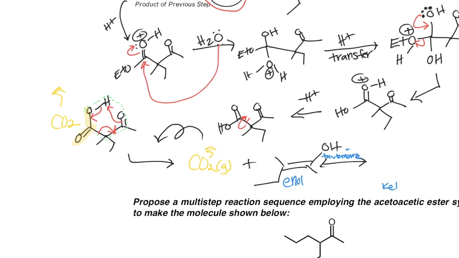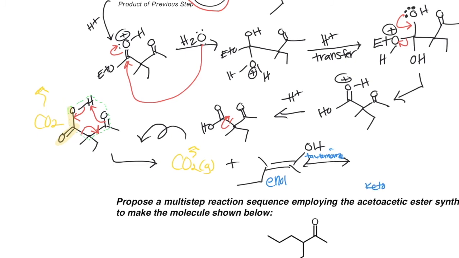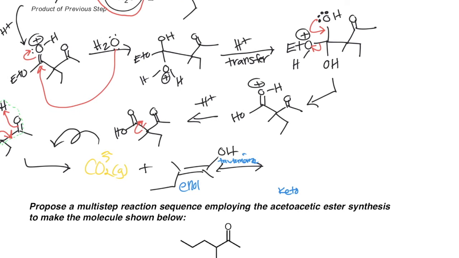So we're about to draw the keto over here, which means the OH becomes a carbonyl with the methyl, so a ketone. And there is our final product that matches the one we came up with before.